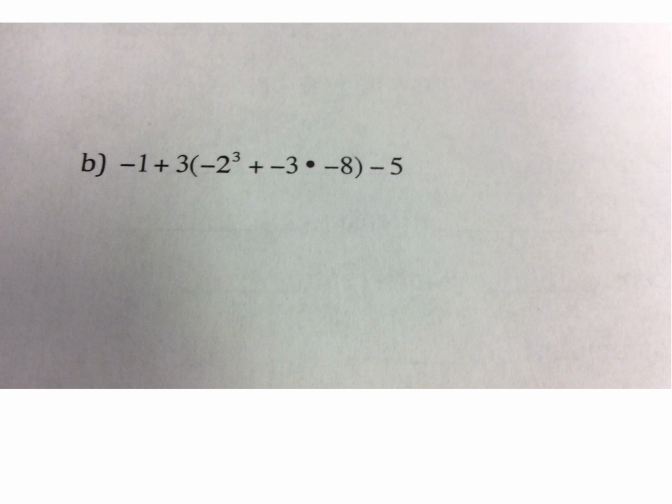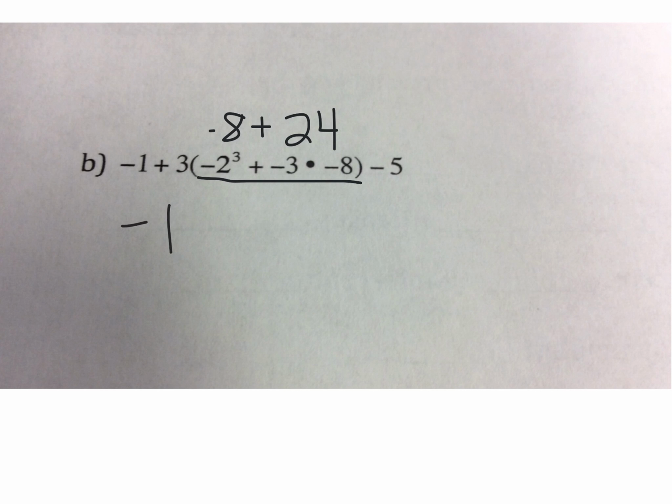Okay, number 1, part B. Another evaluate one. So let's look inside the parentheses first. So I need to do the exponent first. -2 to the third power gives me -8, and then that would be plus a -3 times a -8 gives me +24. So I'm going to rewrite what I have.